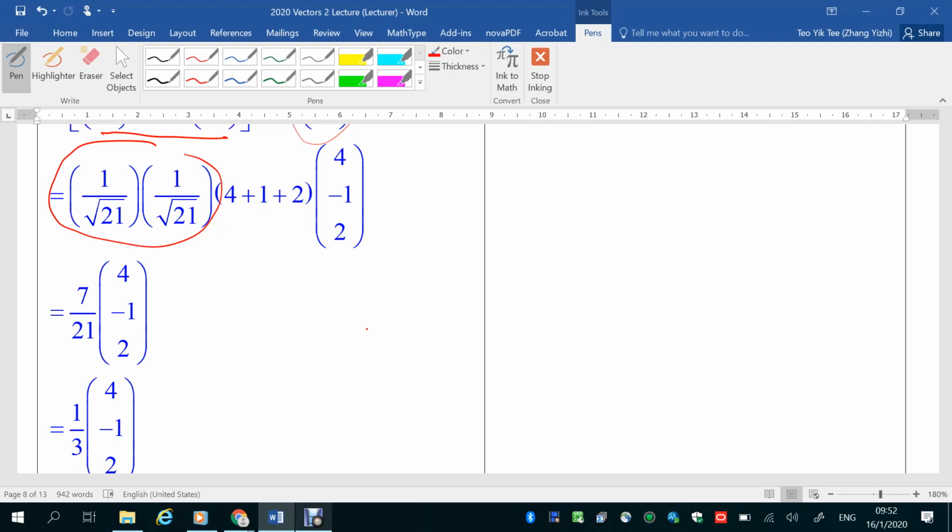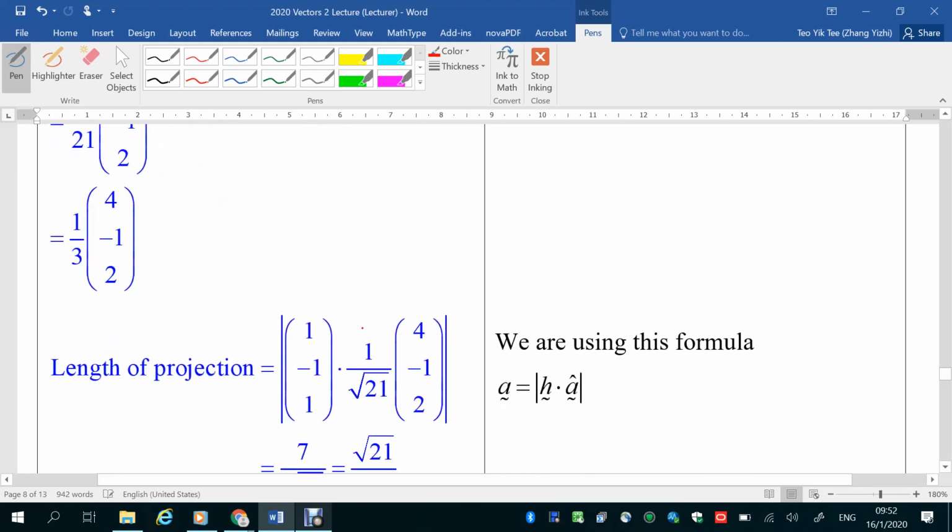That's finding the projection. What if I want the length? Same thing. Use the formula one more time. What's the formula to use? Magnitude of h dot a hat. So we are using this formula now. Then you go through numerically. This is the answer.